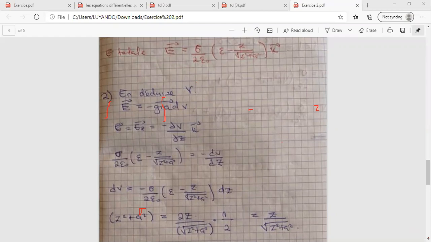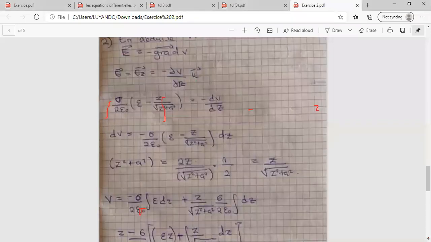I'm still trying to calculate V. I have dV now, so I integrate both sides. If I integrate dV, I'm going to have V. If I integrate this side, I'm also going to have what I have with respect to z. So if I integrate this with respect to dz, this is a constant. This is either 1 or -1.